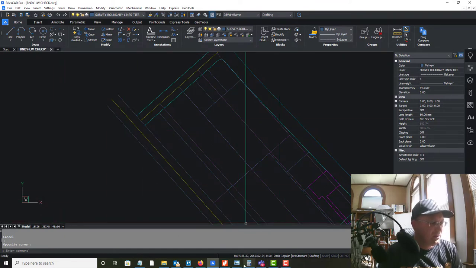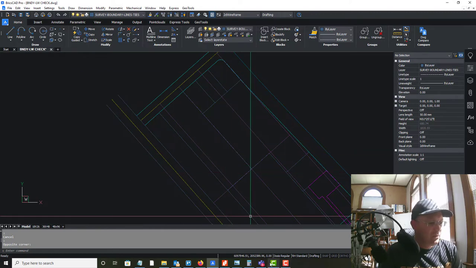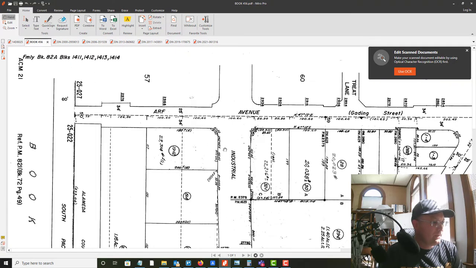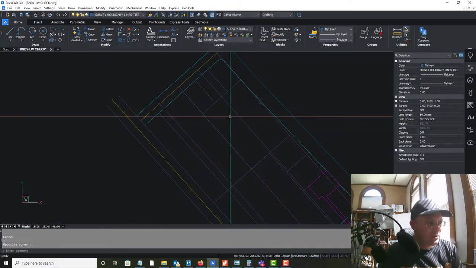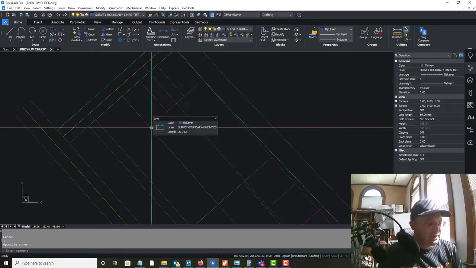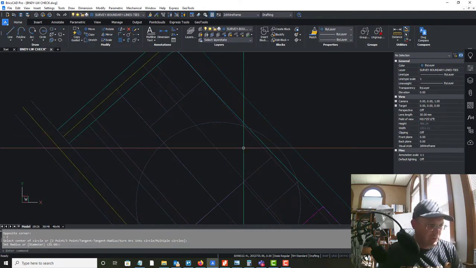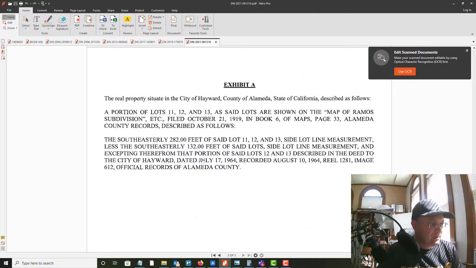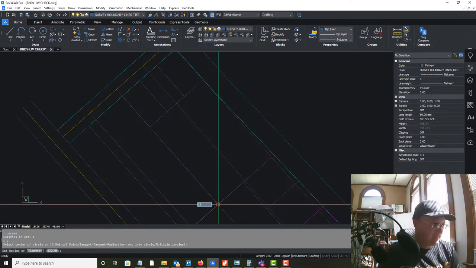Let me go back into my deed there. 11, 12, and 13. Eleven, 12, 13. So I start the third lot over. Make sure I get in the right spot. So one, two, third lot over here. Okay. So what we have is the southeasterly 282 we want first. Okay. So we're going to start down here. We're going to go 282 feet. Okay. But we got to except from that the south, I forget. Sorry, 282 minus 132 is what we want.